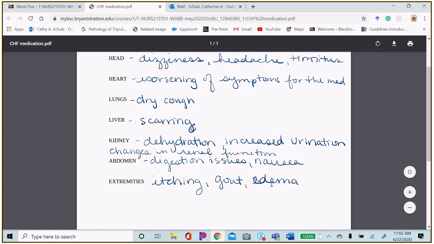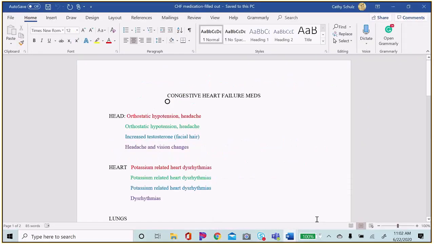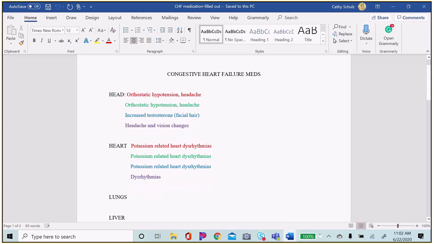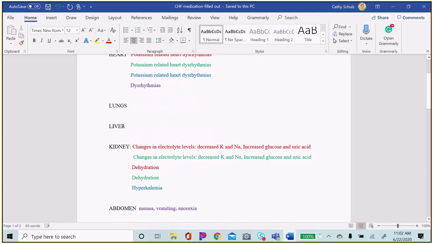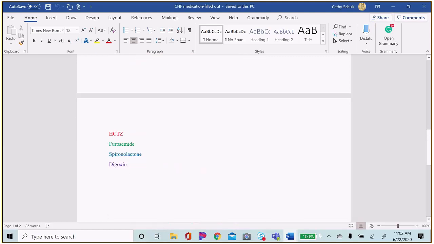So I'll show you what I did. These are good. All I want to see is that you're thinking about different things that could occur. And in fact, as I'm looking at this, I probably could have added some symptoms to mine too. So you might want to look at other people's work and be sure that you've gotten all the potential effects.